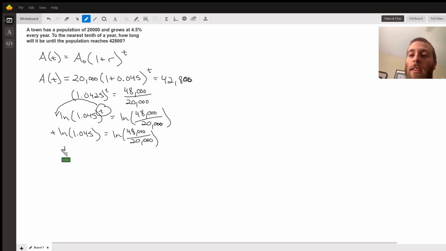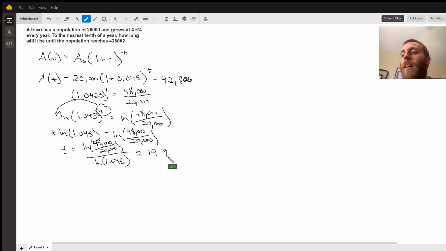On the left here, you get t is equal to this big crazy thing that you have to type into your calculator. So the natural log of 42,800 divided by 20,000, divided by that ln of 1.045. And if you do that, you'll get, rounding to the nearest tenth, 19.9 years later is when you'll hit that population of 42,800.